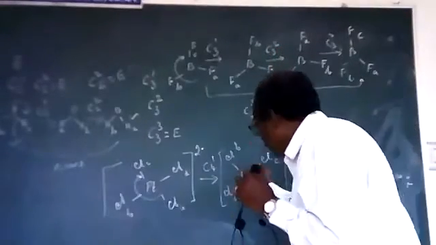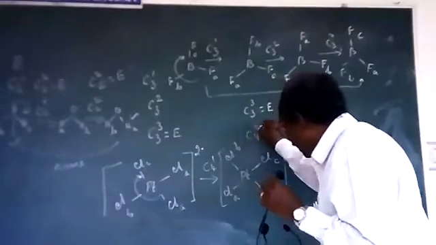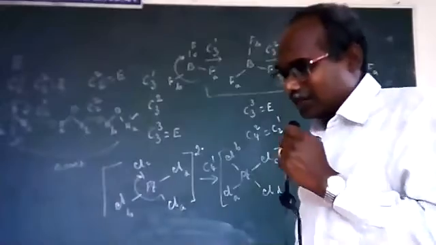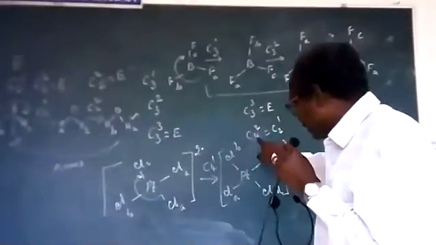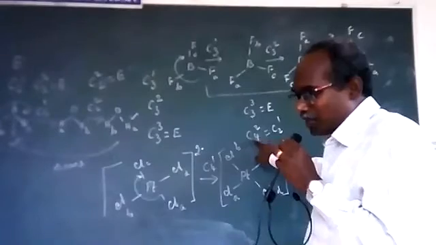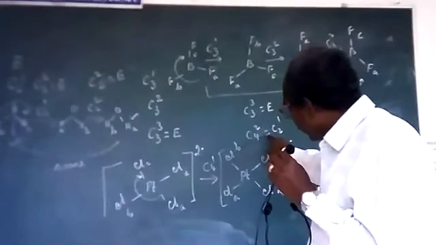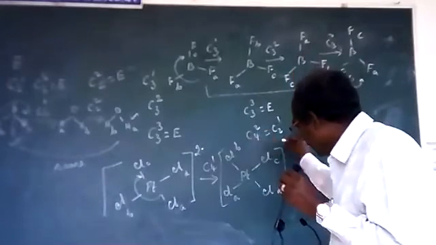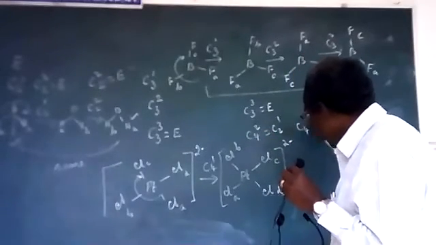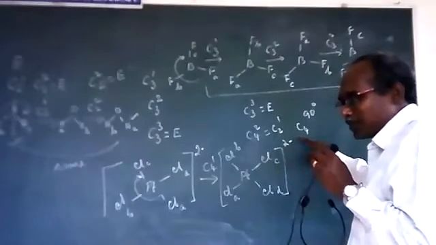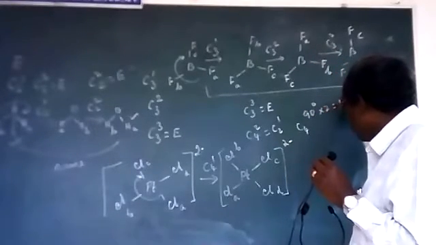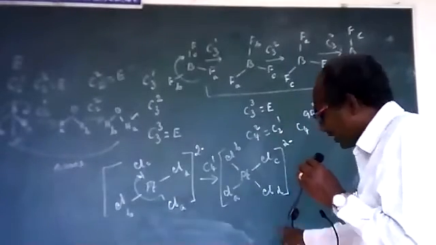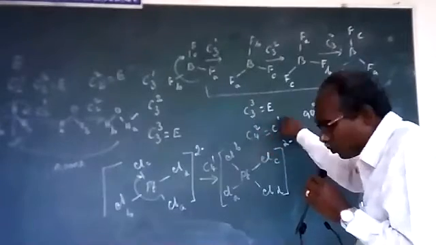So when you do C4 twice, what will happen? C4 twice can be written as C2 once. Try to understand this. When the operation on the C4 axis is done twice, that is equal to the C2 operation done once. C4 means 90 degrees. I am doing the C4 operation two times, so you are rotating the molecule by 180 degrees. What is the symmetry operation for 180 degrees? C2 once. Therefore, I can write C4 twice is equal to C2 once.